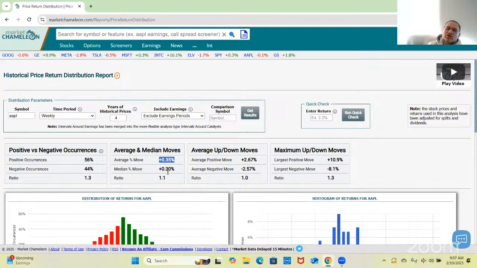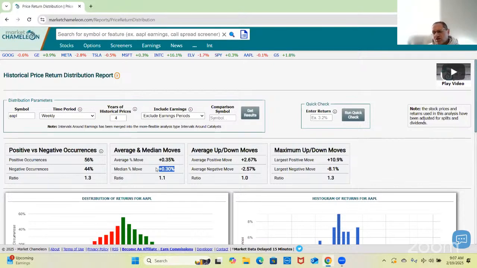And the median move, half of the observations were above this, half below, was 0.3%. So on average, week to week, if we average them all out, was 0.35%. And just to put it in perspective, it's not the same thing as holding a stock for 4 years, buying it and holding it.